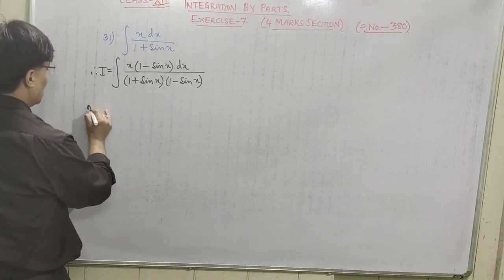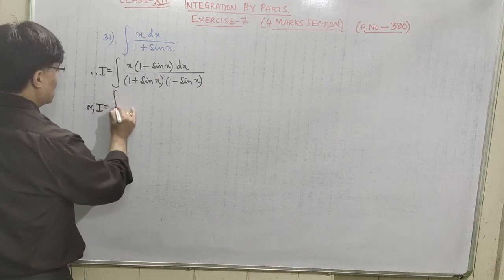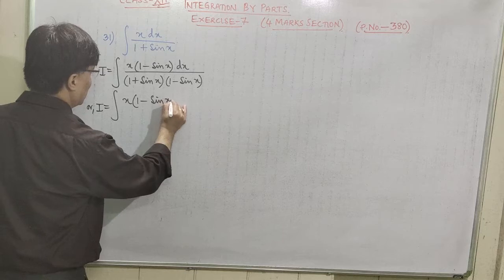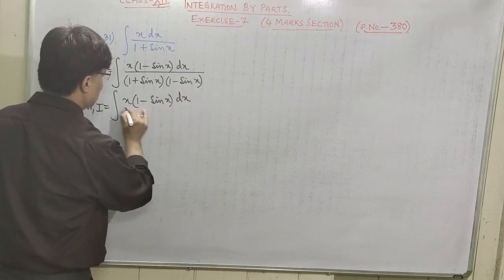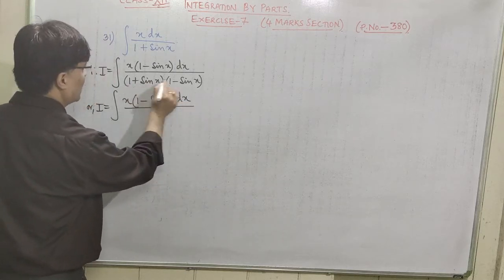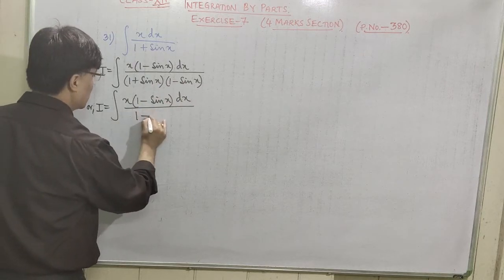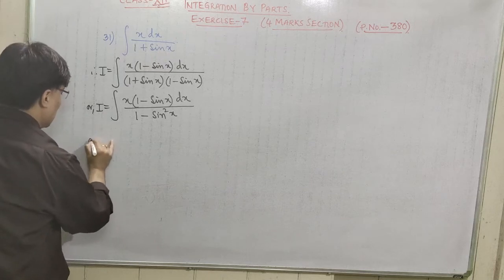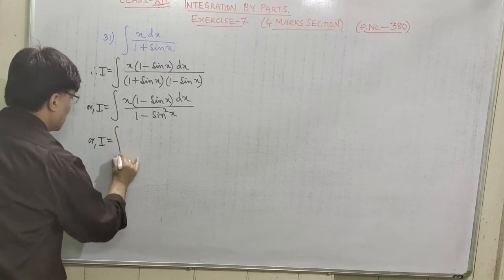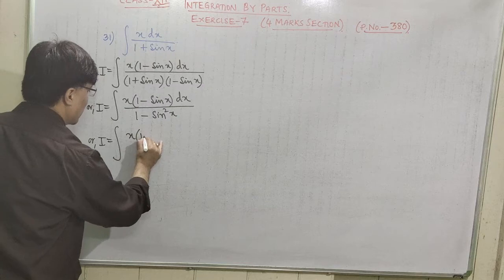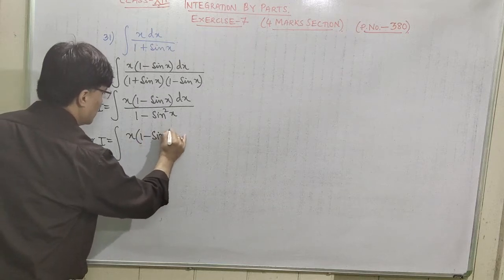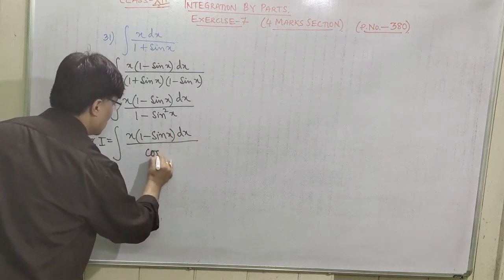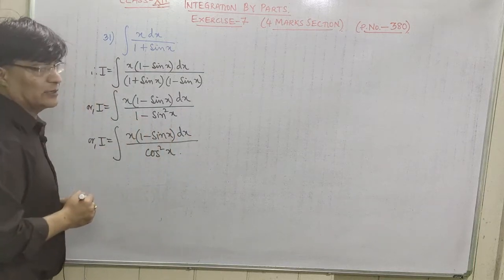That is opposite sign, 1 minus sin x. Okay. So I is equal to integral x, this is your 1 minus sin x dx, it is kept as it is, divided by, what is a plus b into a minus b? A square minus b square. So it is 1 minus sin square x, right? So I is equal to integration of x within bracket 1 minus sin x dx, and what about 1 minus sin square x? It is cos square x.